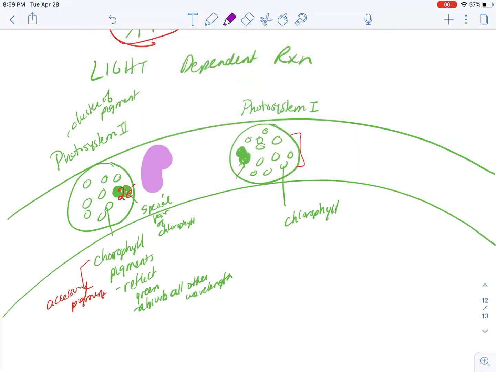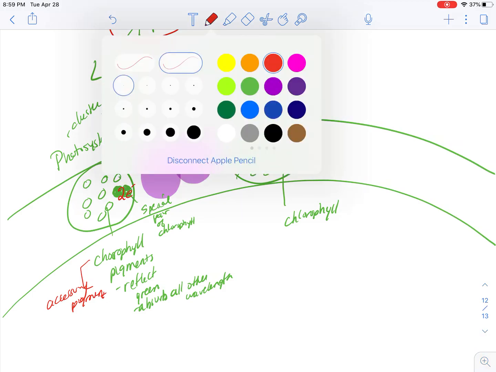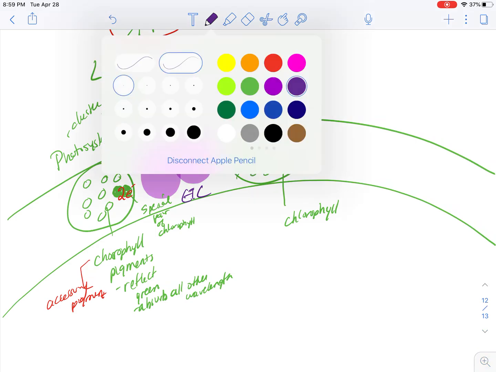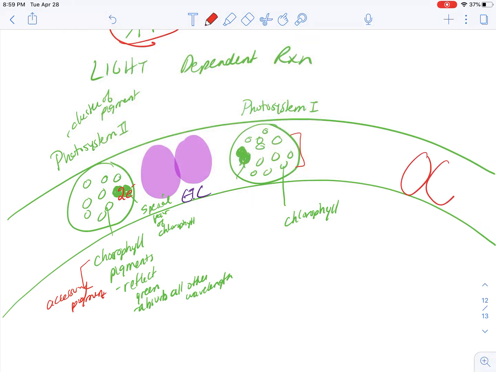And in between the chlorophyll is an electron transport chain, okay? So these are the electron transport chain. And you saw the electron transport chain when we did cellular respiration before. Now also in the thylakoid membrane is the ATP synthase, okay?